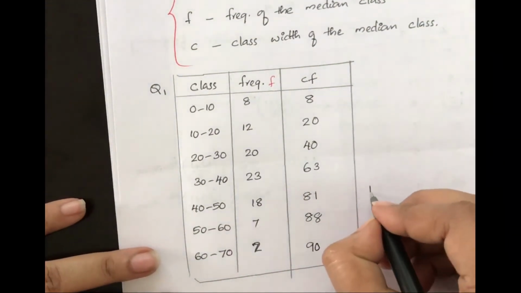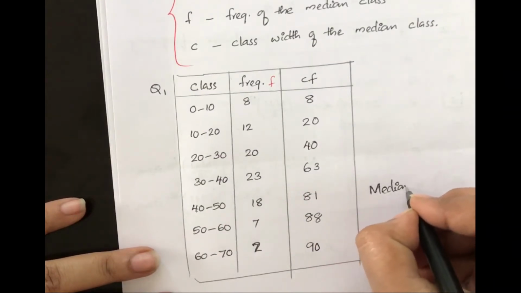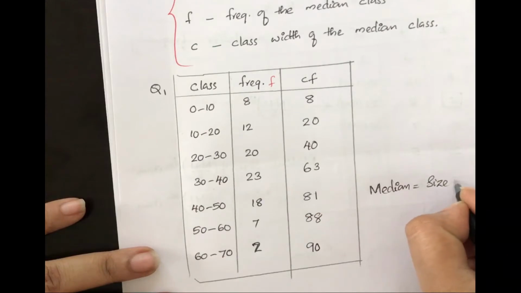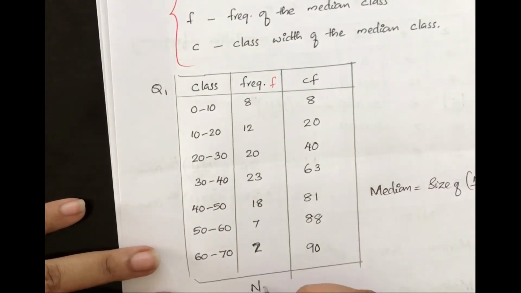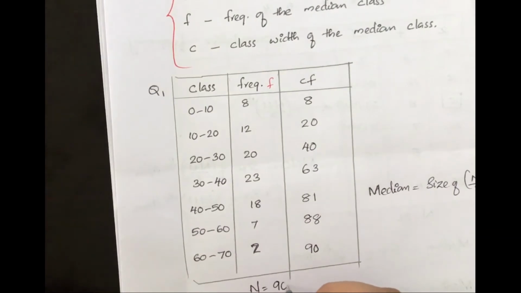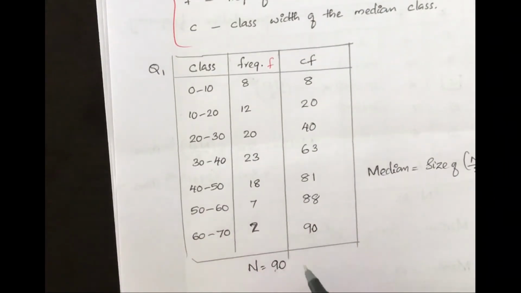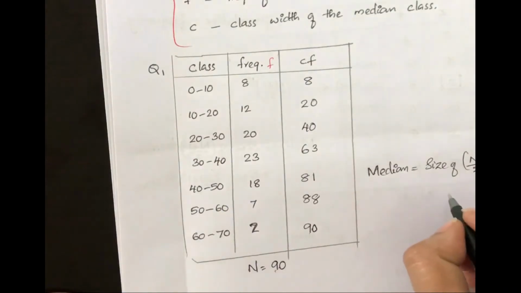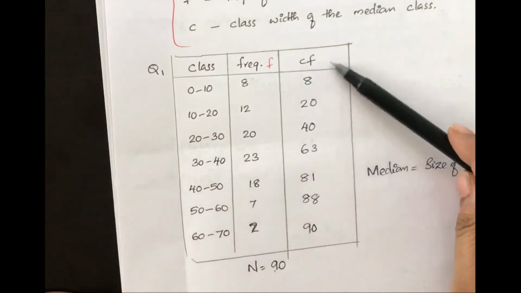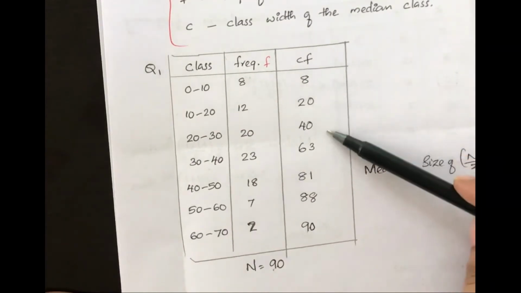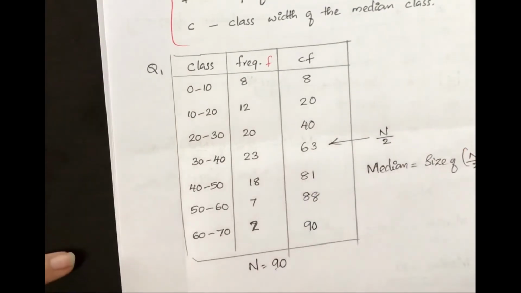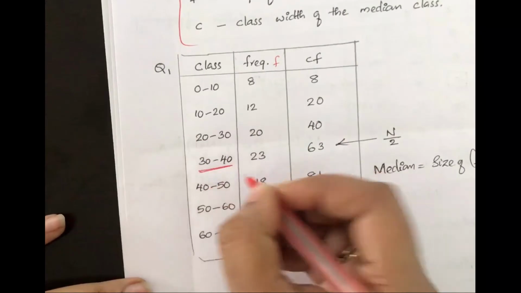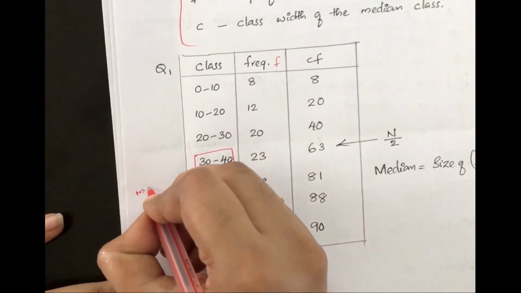Then median is equal to size of n by 2th item. Actually the median is in the position of n by 2. Here n is equal to 90, so n by 2 is equal to 45. Which cumulative frequency first includes 45? 63. So n by 2 falls in this class, 30 to 40. This is the median class.